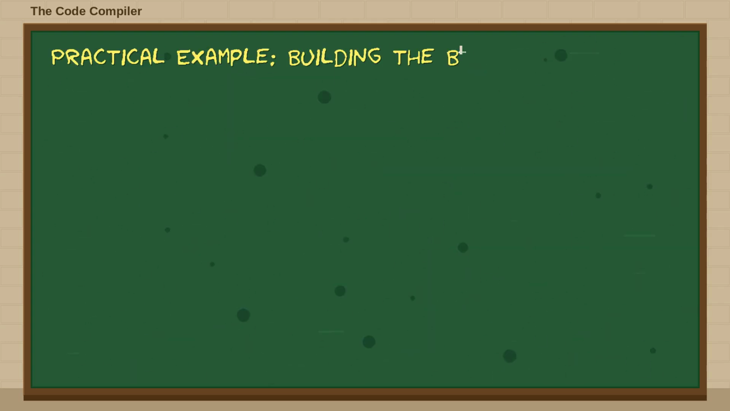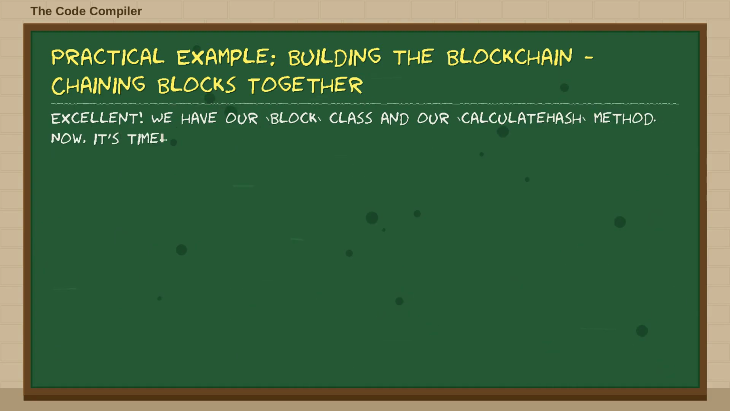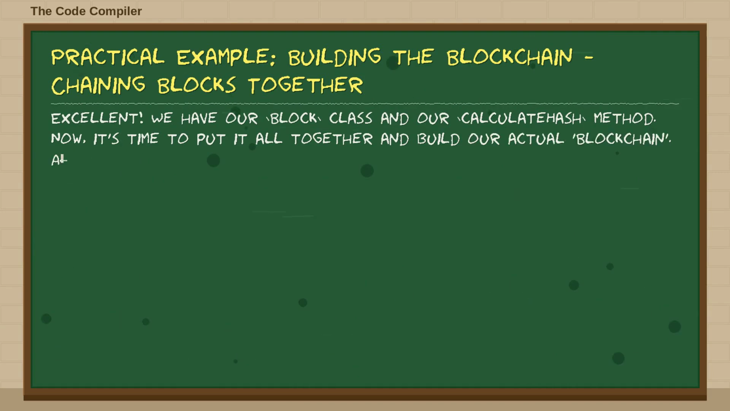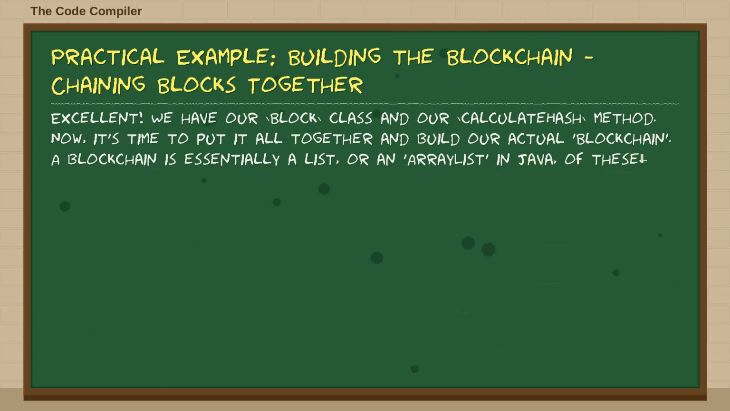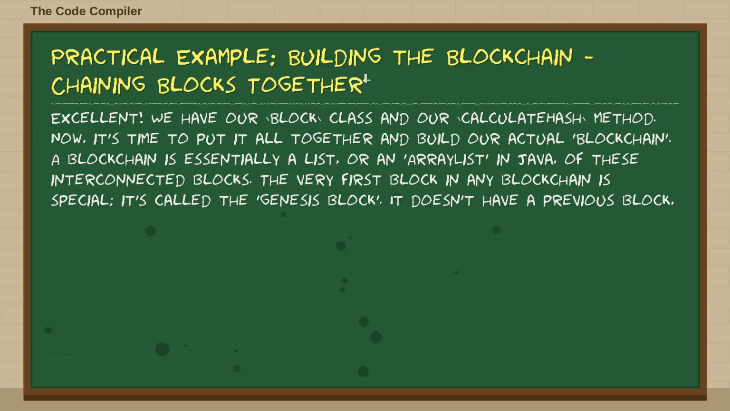Excellent. We have our block class and our calculate hash method. Now, it's time to put it all together and build our actual blockchain. A blockchain is essentially a list, or an ArrayList in Java, of these interconnected blocks. The very first block in any blockchain is special. It's called the Genesis block. It doesn't have a previous block, so its previous hash is typically set to 0.